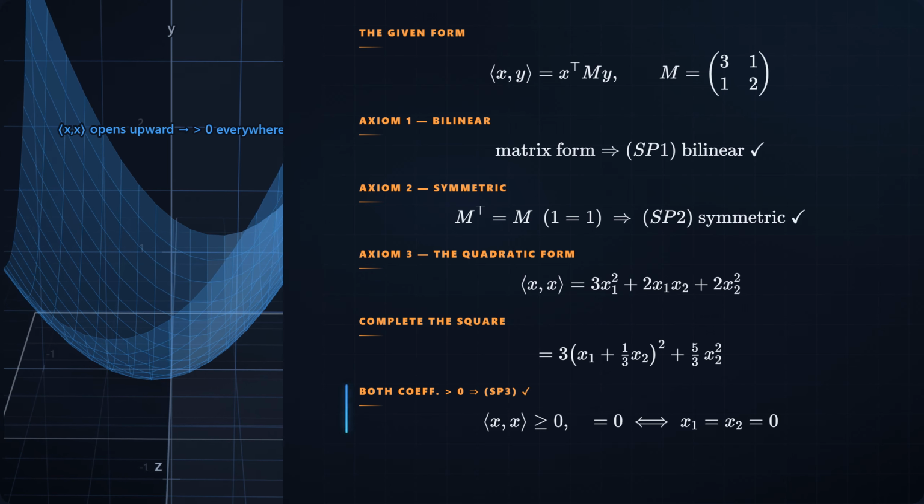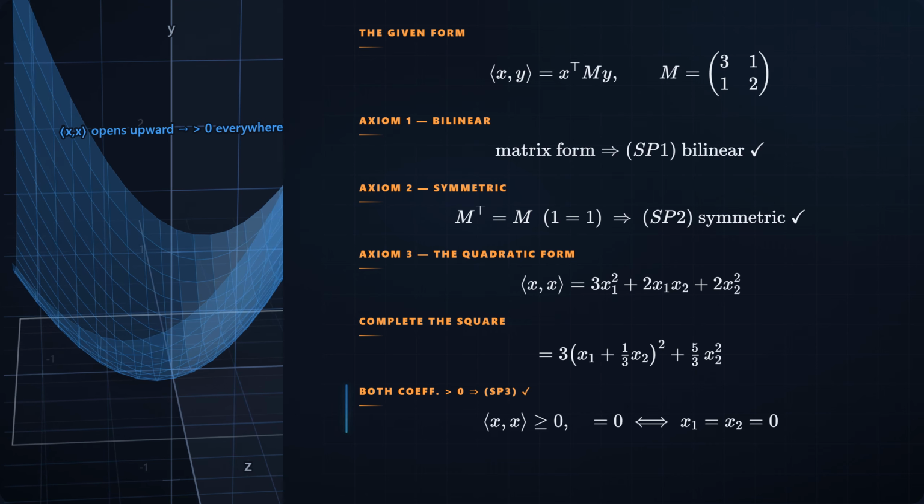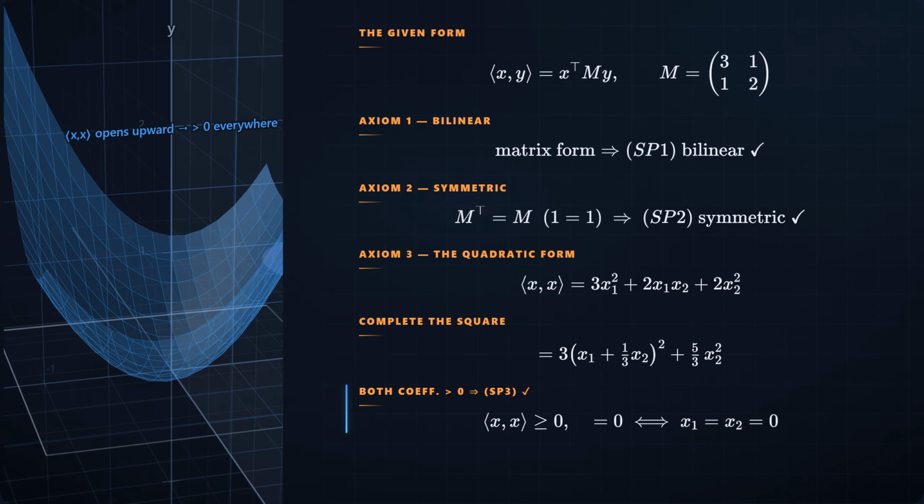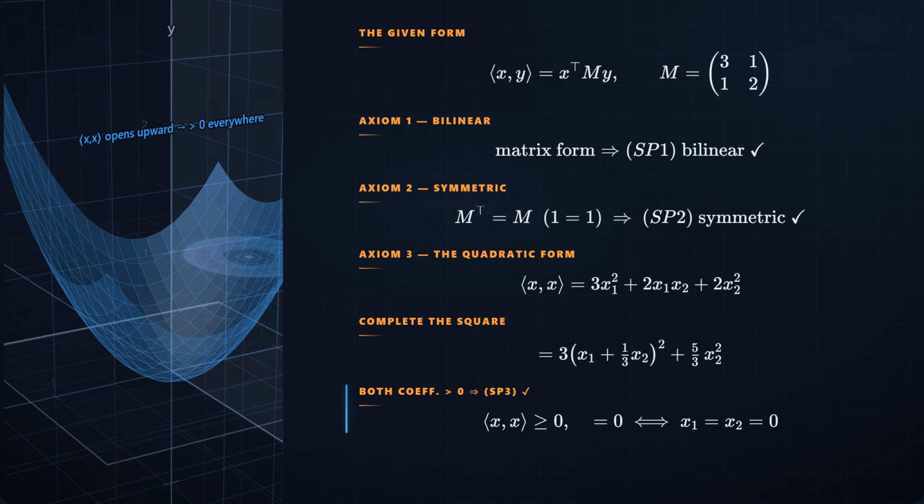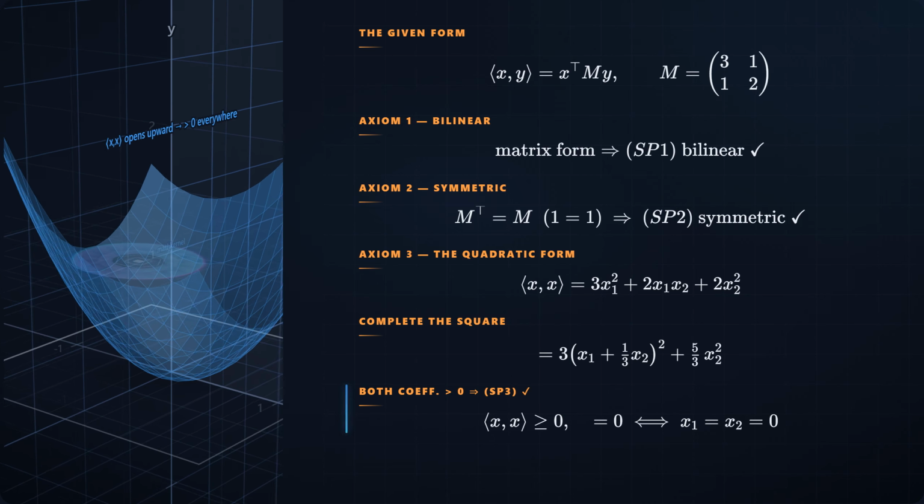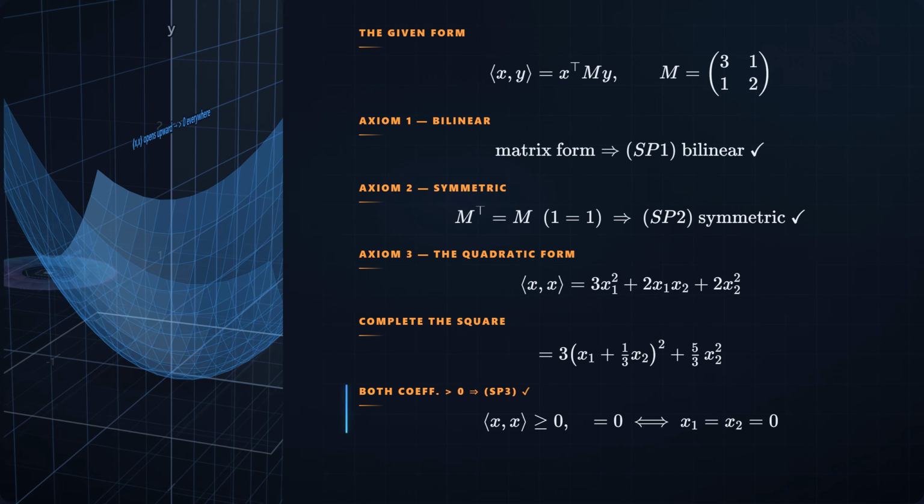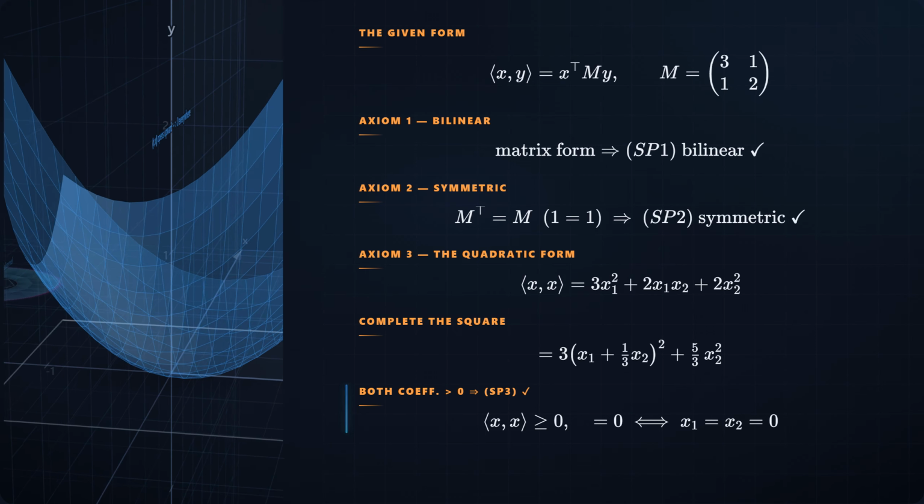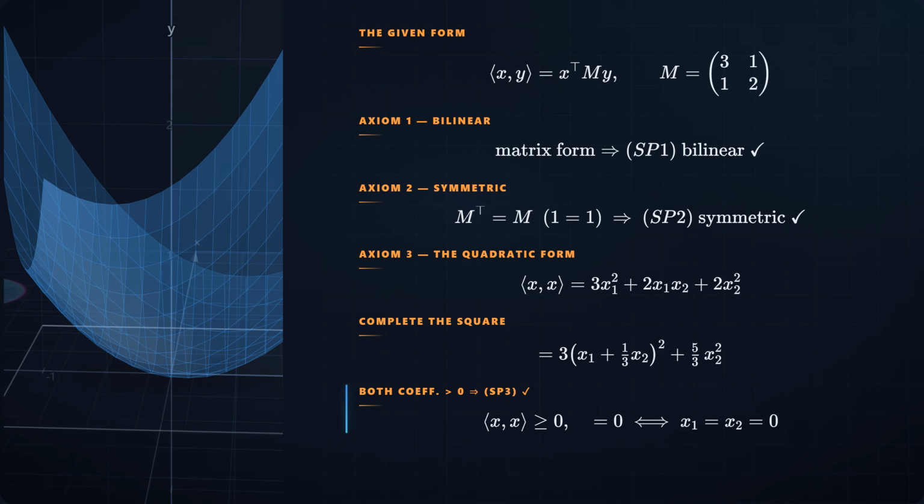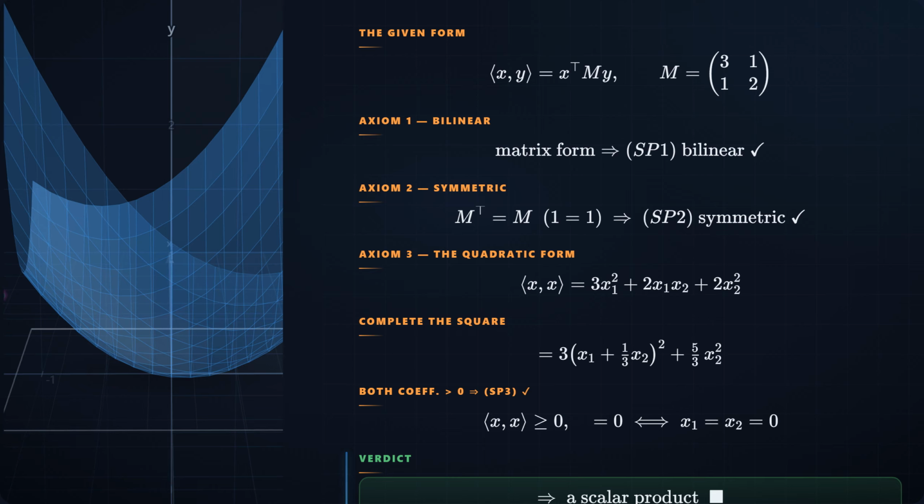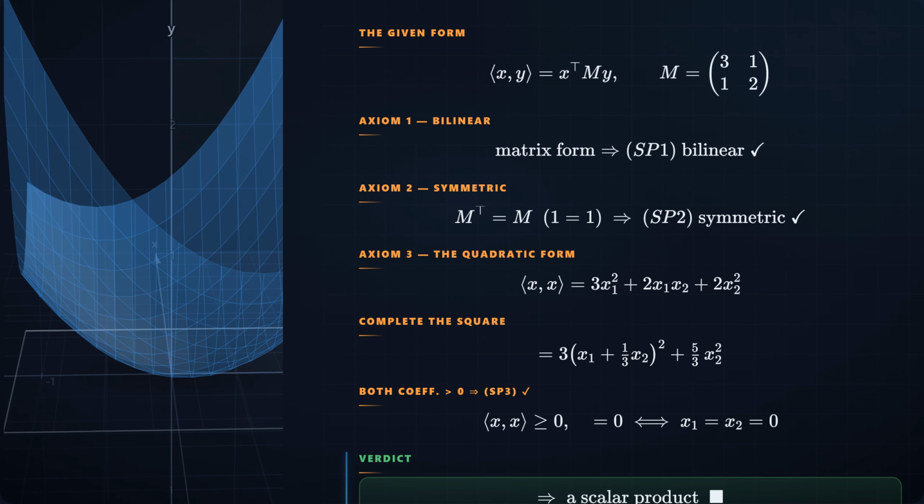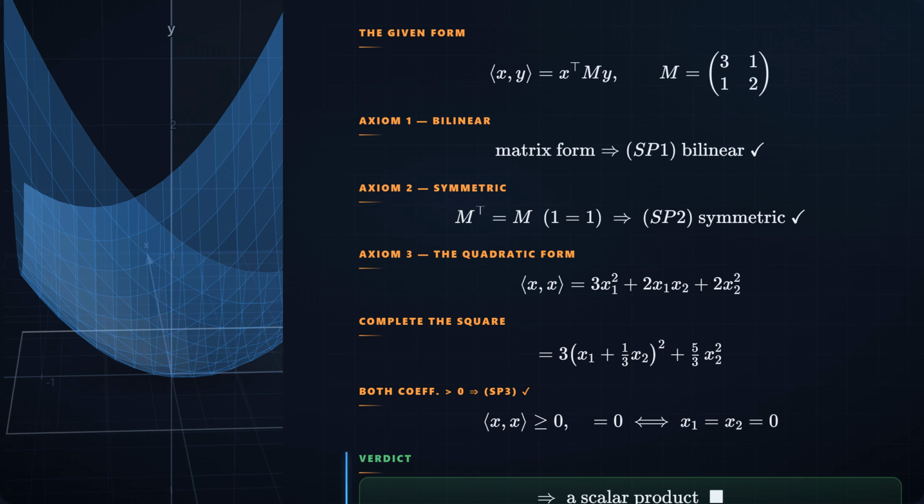Both coefficients, 3 and 5/3, are positive. So it's a sum of non-negative pieces, at least 0, and 0 only when both squares vanish, forcing x to be the 0 vector. That's positive definiteness. All 3 axioms hold. It's a scalar product. And the picture is the bowl. The quadratic form opens strictly upward, never below the floor.